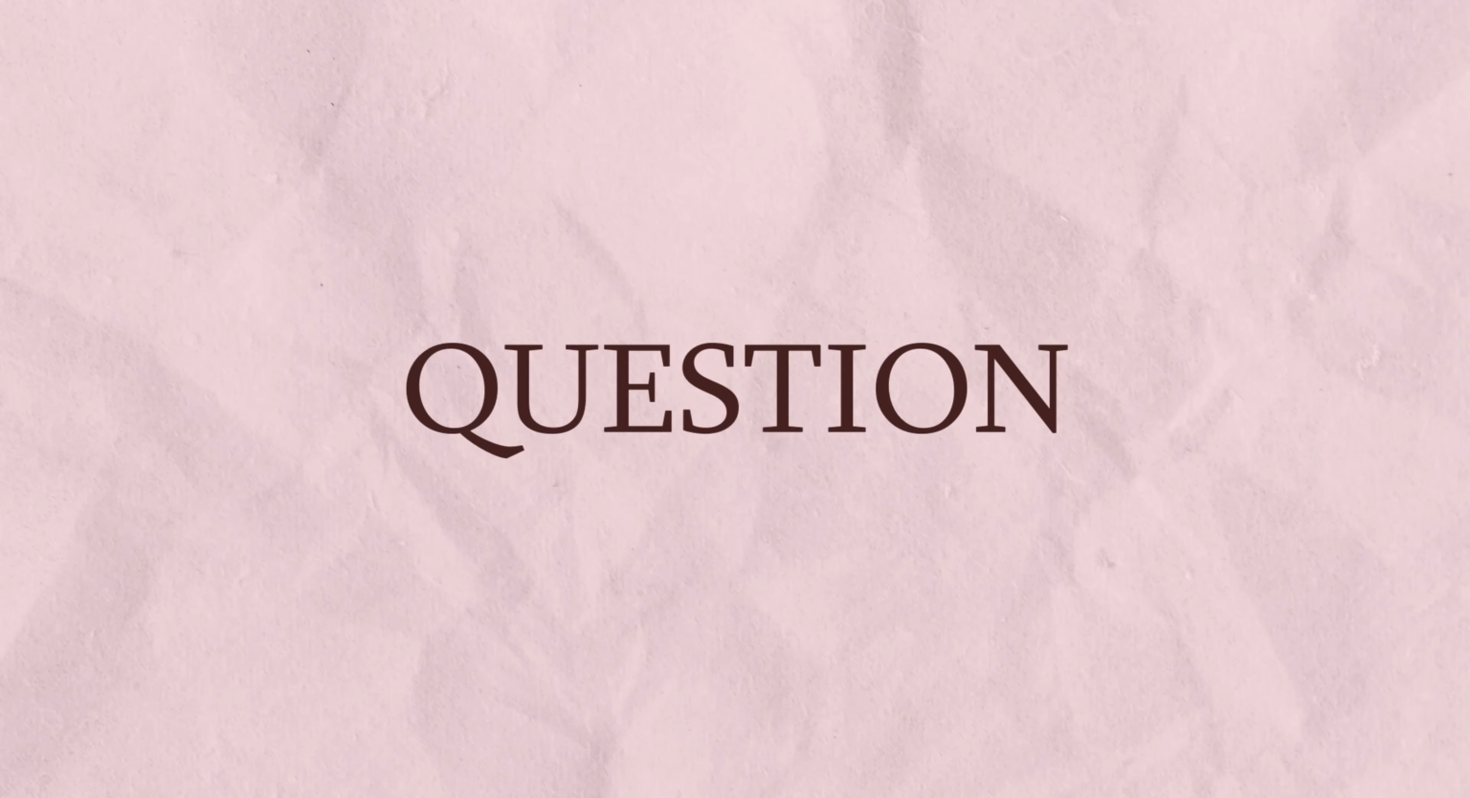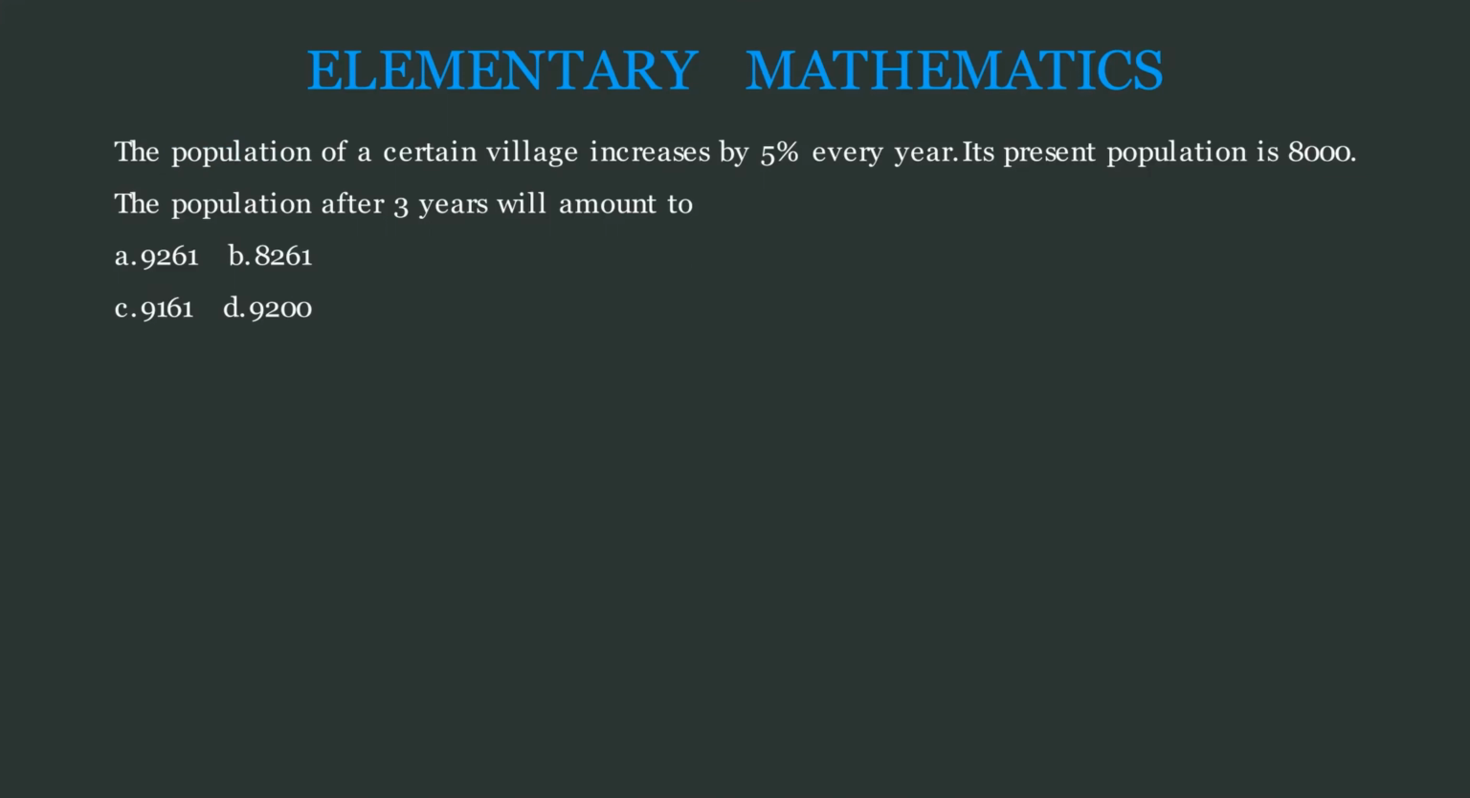Today, we're going to explore how to solve a problem that appears in the previous year paper of Meghalaya Police under the UB category. So here's the question. The population of a certain village increases by 5% every year. Its present population is 8,000. The population after 3 years will amount to, we have four options given: A, 9,261, B, 8,261, C, 9,161, and D, 9,200.